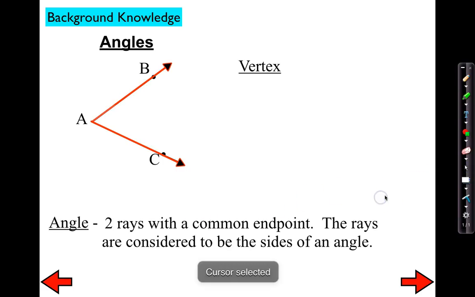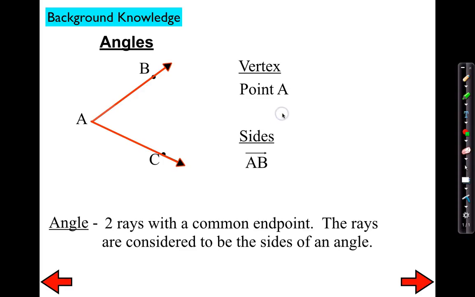So, a vertex is also very important to understand. A vertex is the point in which both rays touch. In that case, it is point A. The sides are basically the rays. So this is ray AB, and that one is ray AC.